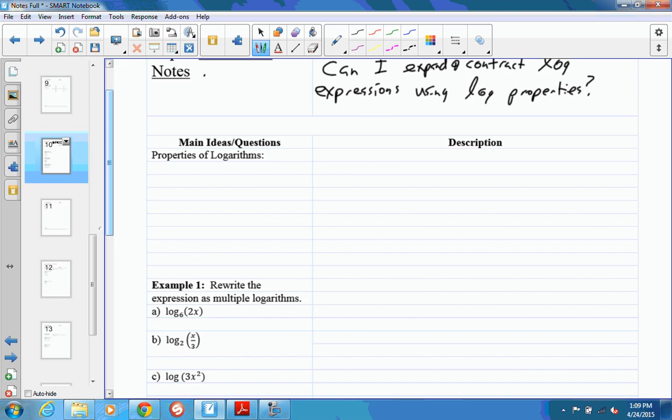So there are 3 properties of logarithms I'm going to use, right? I'm going to introduce a 4th that we won't use to expand or contract.